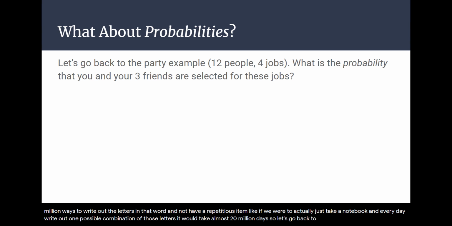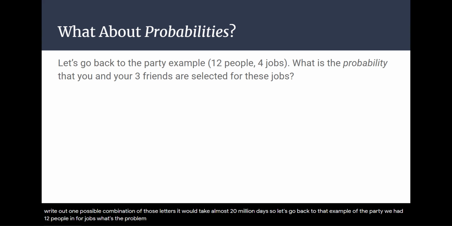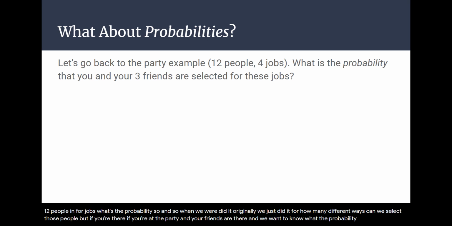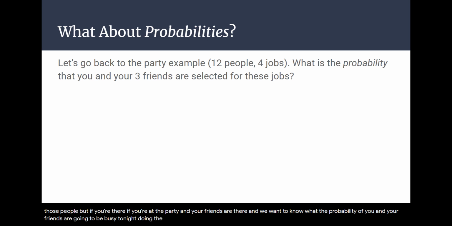So let's go back to that example of the party. If we had 12 people in 4 jobs, what's the probability? So when we did it originally, we just did it for how many different ways can we select those people. But if you're at the party and your friends are there, and we want to know the probability of you and your friends being busy tonight doing the jobs instead of enjoying the party, we would do it like this.